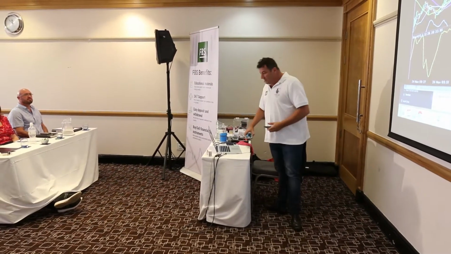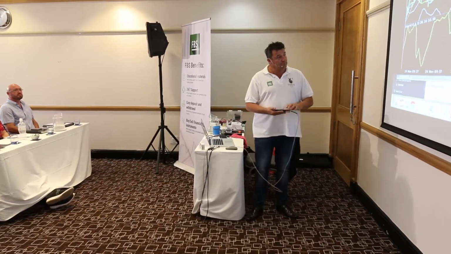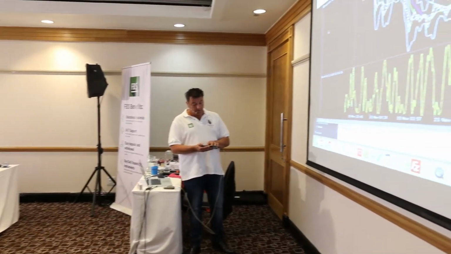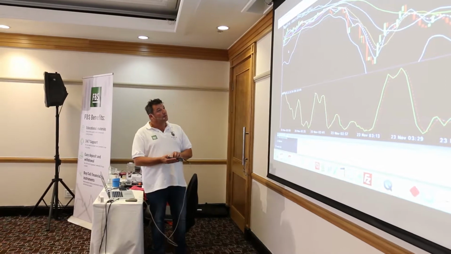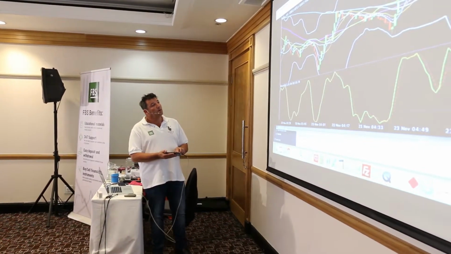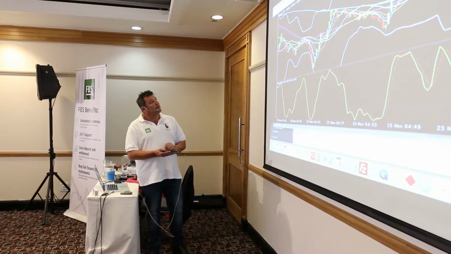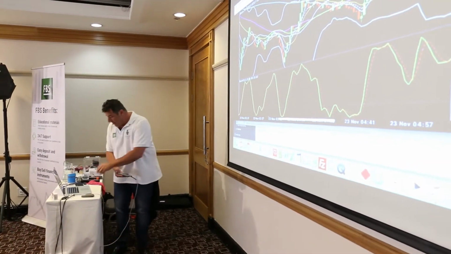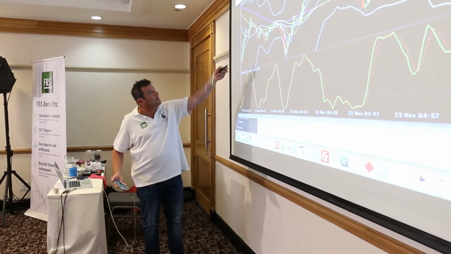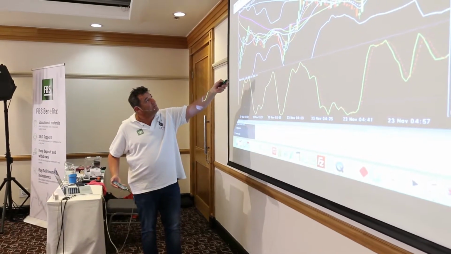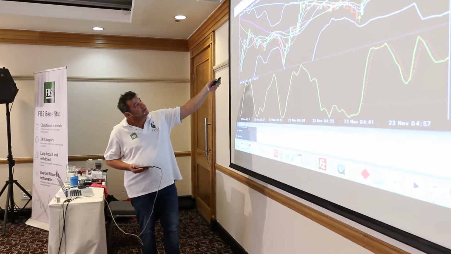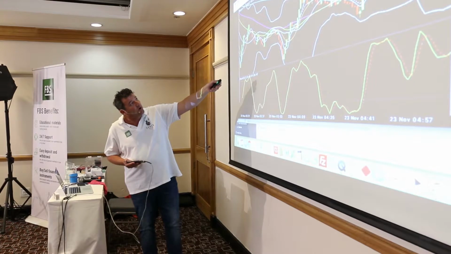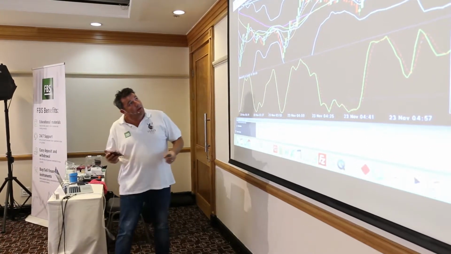So let's go and have a look. Let's go and look for some dojis. Cool. There's one. There it is. There's your doji at the top. Come down to the bottom. Still in a downward trend. It didn't go down. Didn't go up. That's not a reversal. It's still going down.